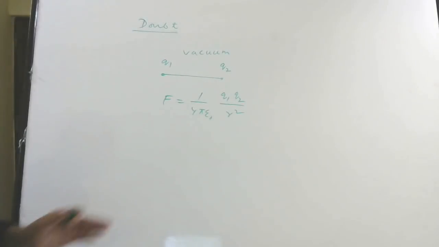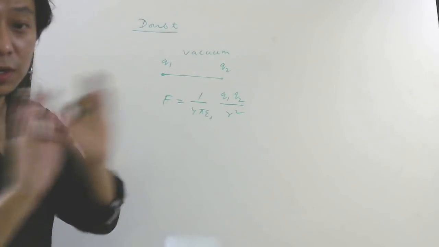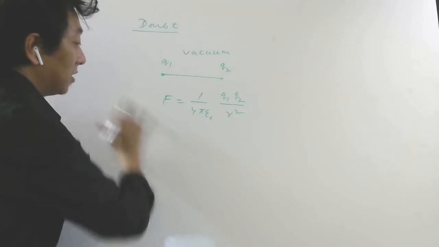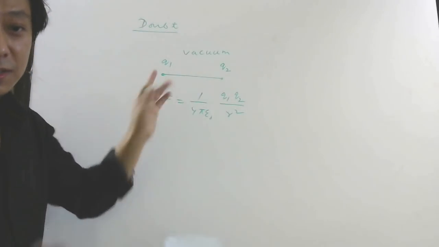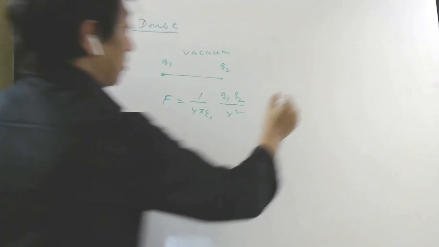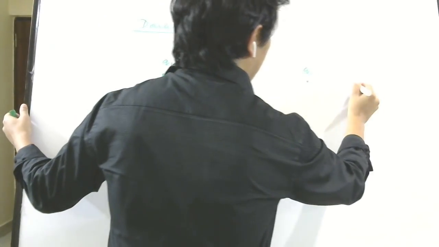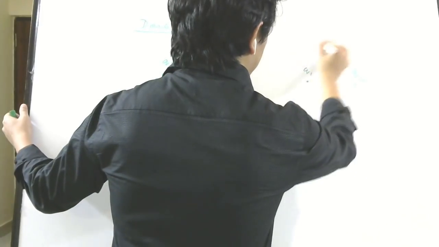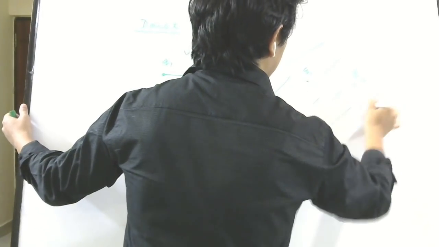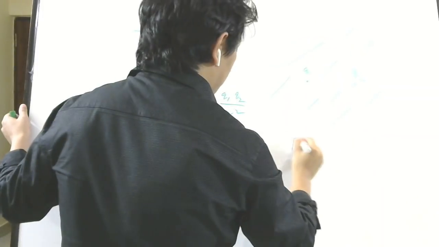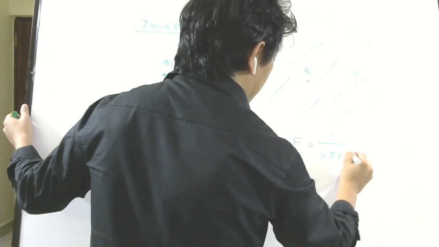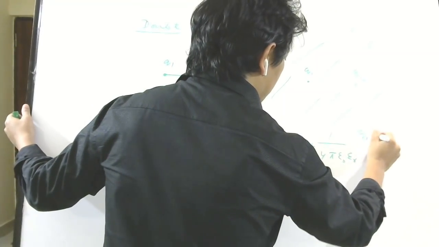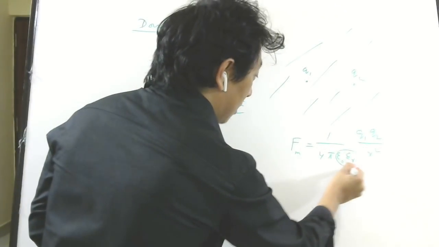And I told you that the force on this by this will not depend on the presence of other charges. Resultant force will change, but force on this by this will not change. Then I told you, if you keep a medium here, then the force between them in the medium is given by 1 by 4 pi epsilon naught epsilon r, q1 q2 by r square. Yes or no? This quantity is what we call epsilon, right?